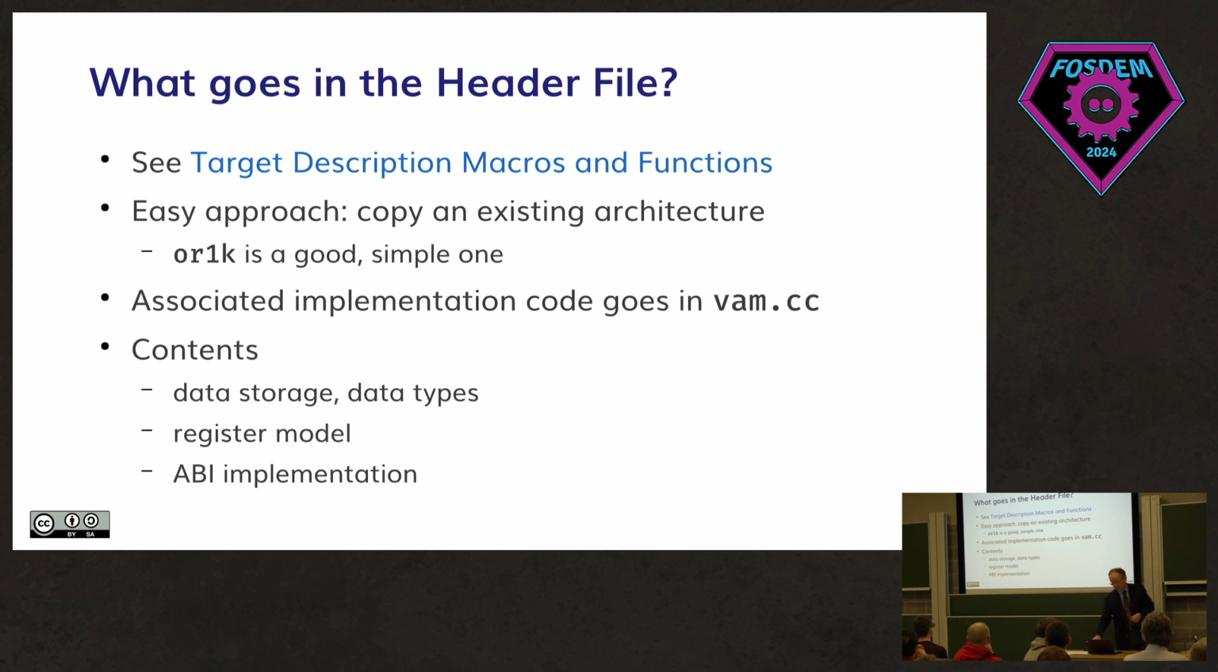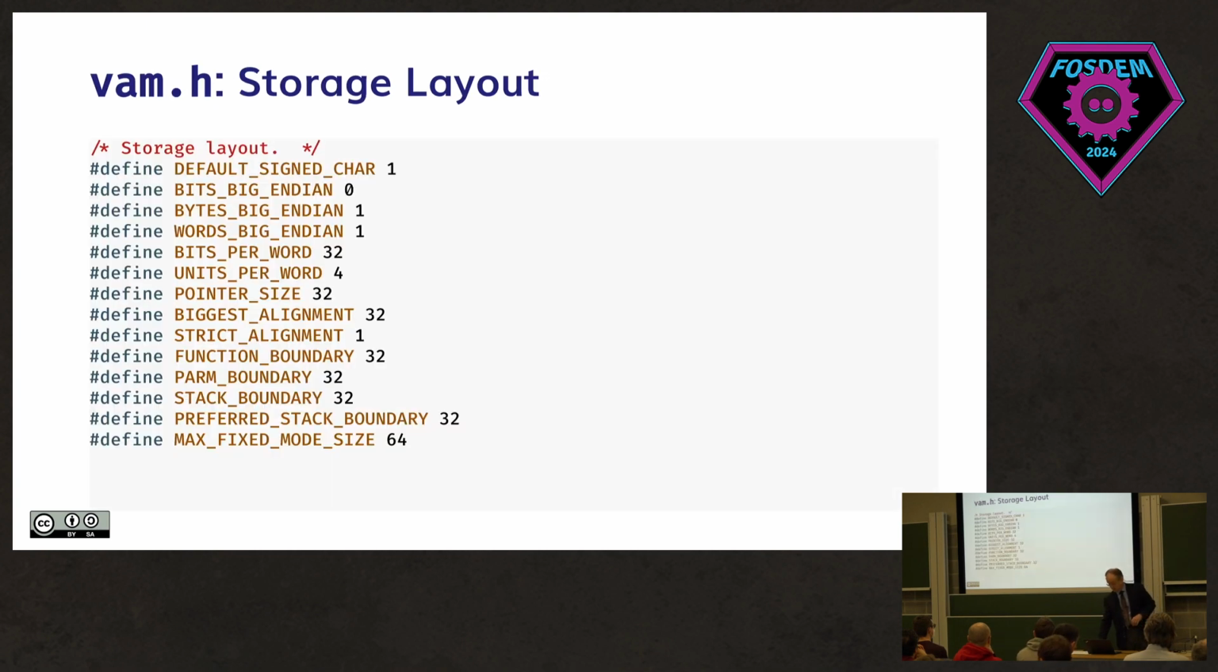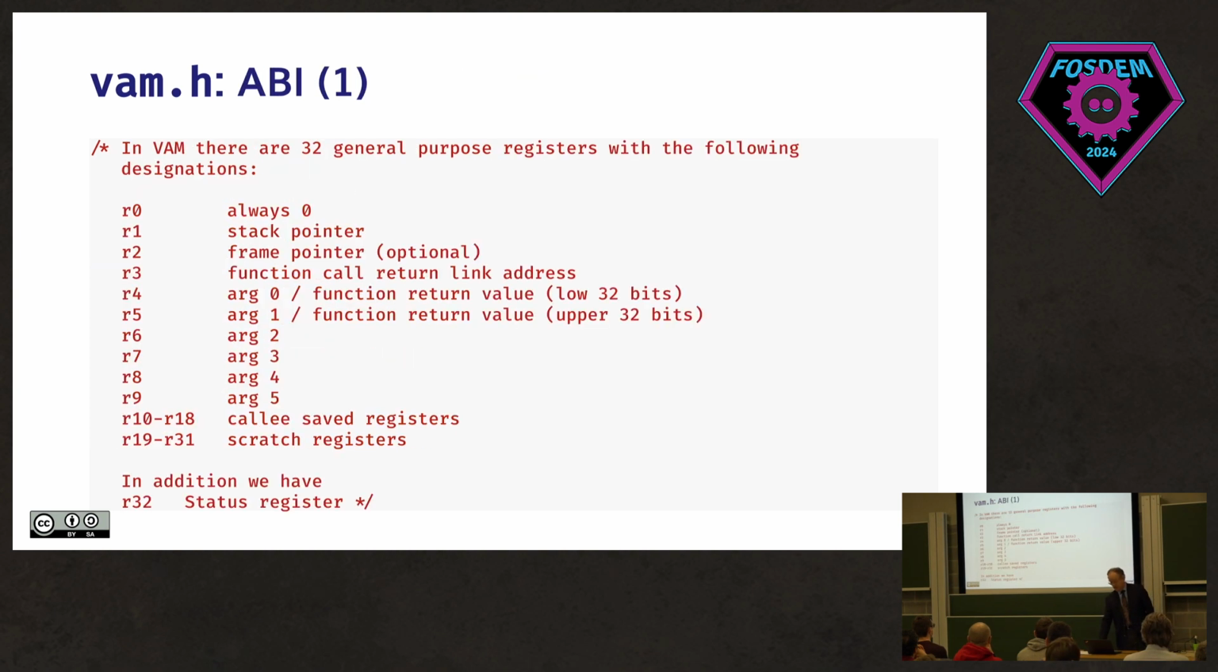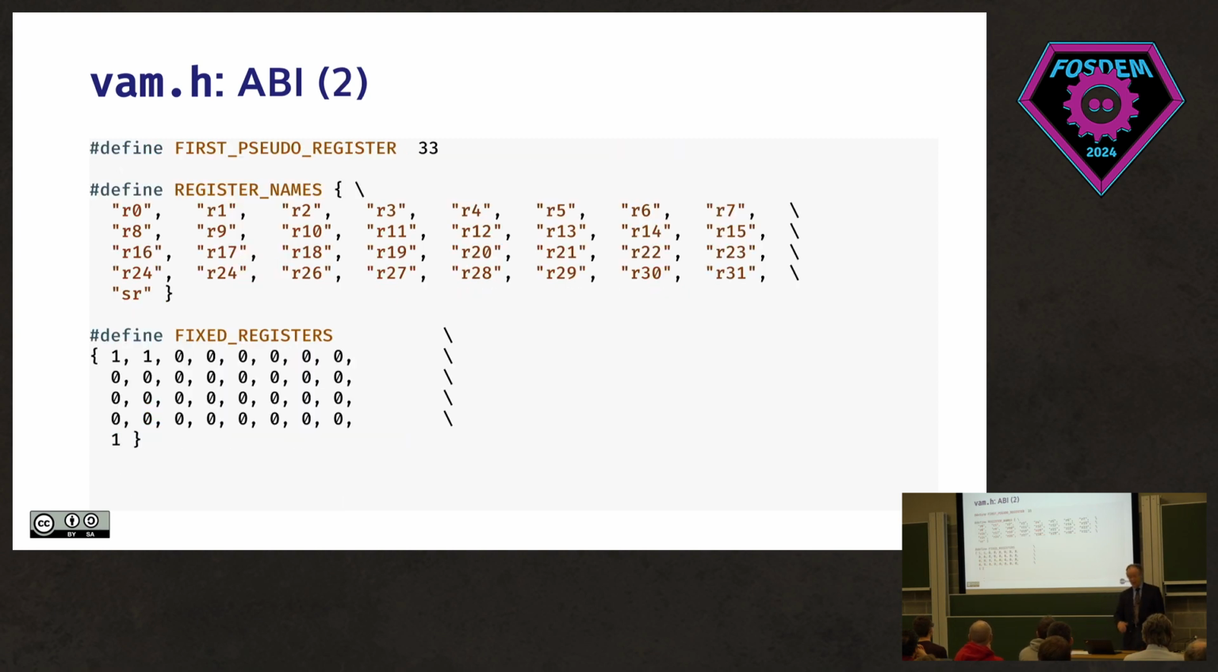Okay? And, as I say, the associated implementation goes in vam.cc. It's things like data storage, data types, the register model, the ABI implementation, all the constants that will define that. Okay? So here we are. Here's my storage layout: all the number of bits that go in everything, what boundaries I'm aligning on, the sizes of all my data types, what the ABI looks like. So I've got a comment to say what it does, and then I define the first pseudo register. I've got a total of 33 real registers, and then anything else will be a pseudo register.